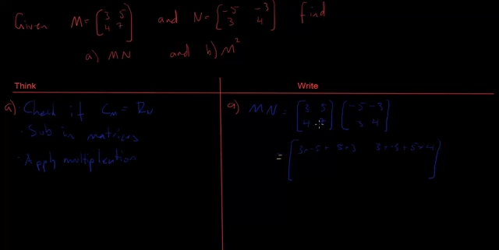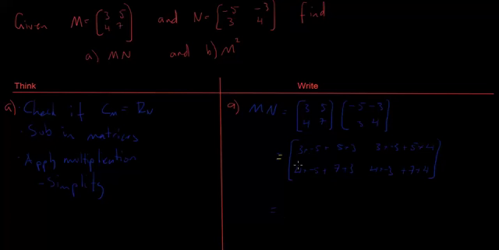Now we've got to do the second row. The second row has to be multiplied by each one of these two columns. So we're looking at 4 times -5, and then 7 times 3. And then we're saying 4 times -3, and that's being added to 7 times 4.